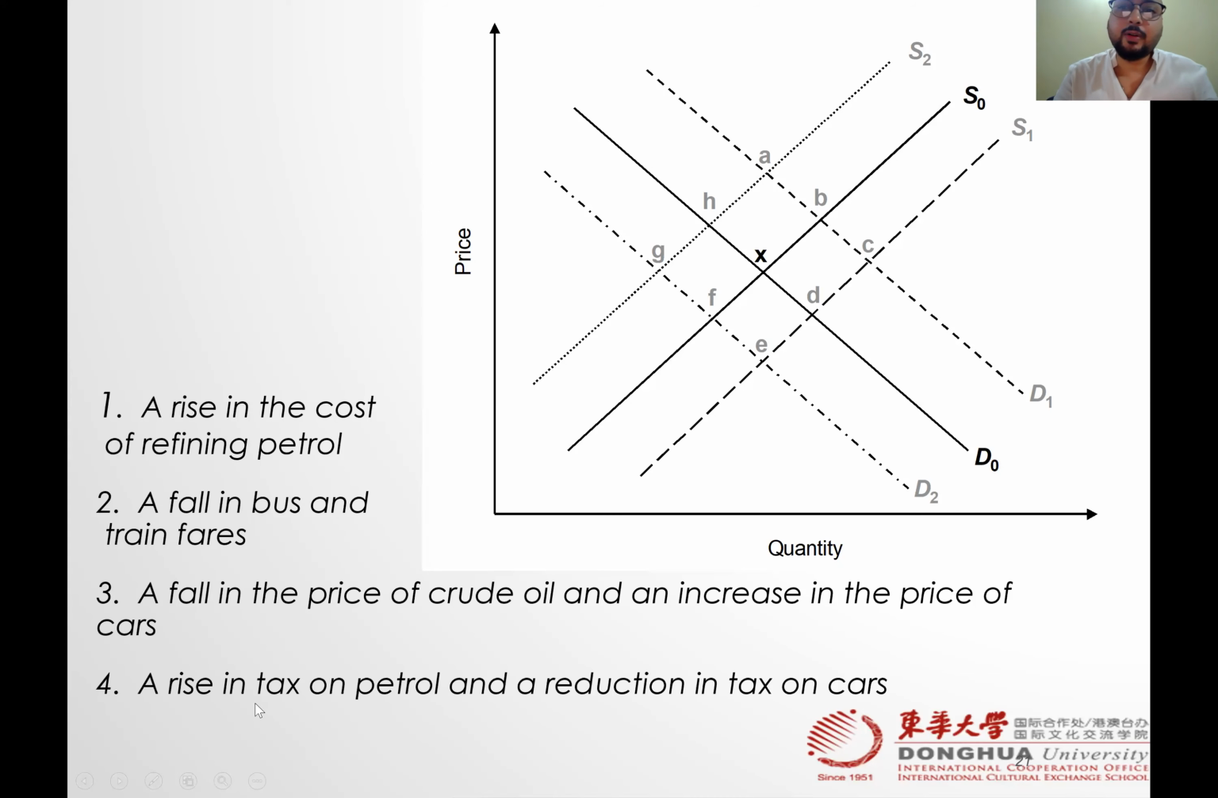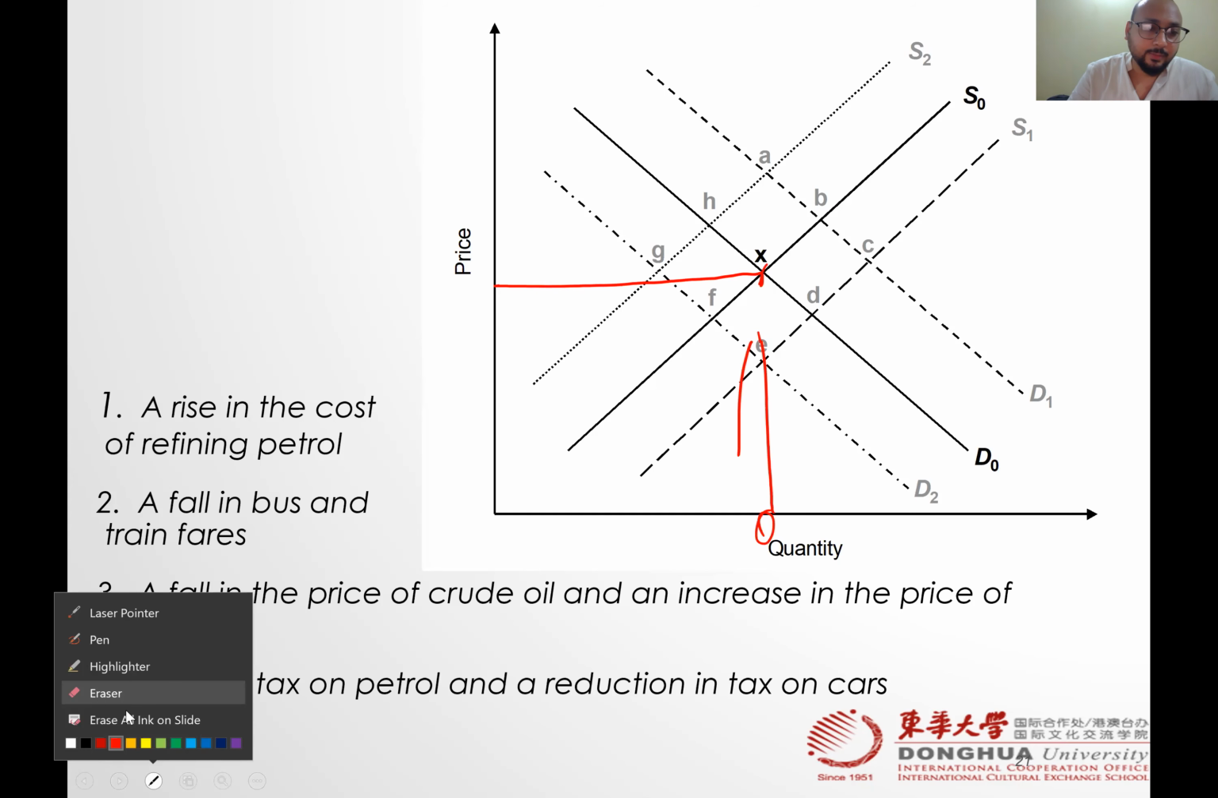So this is a market for petrol, remember. This S naught and D naught is the market without any event. This is the marketplace right now. The condition is that price is here, quantity is here, right? Now read the first event.